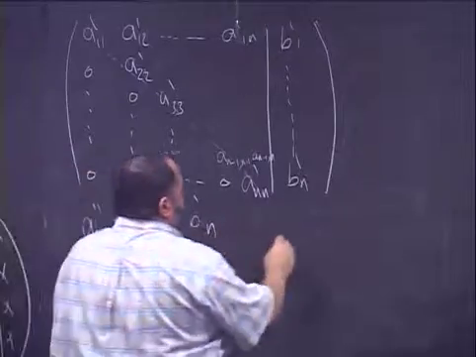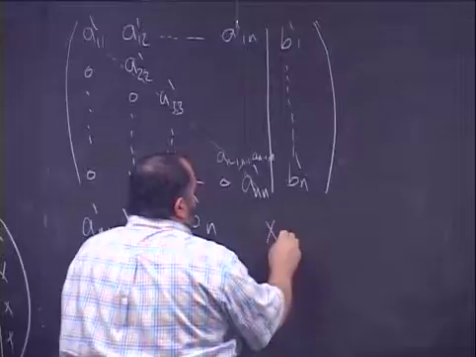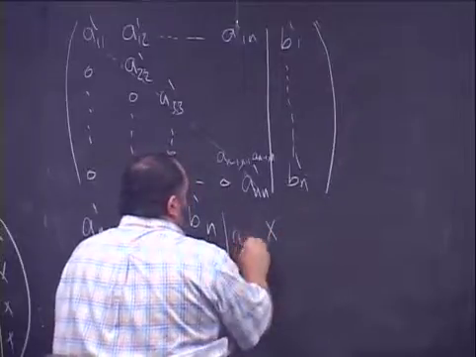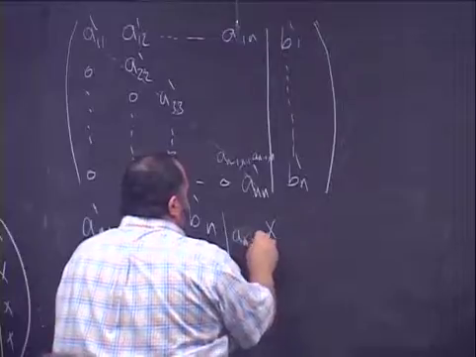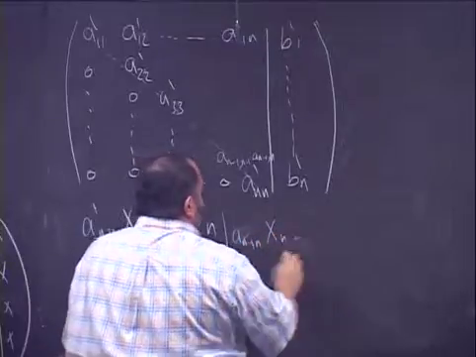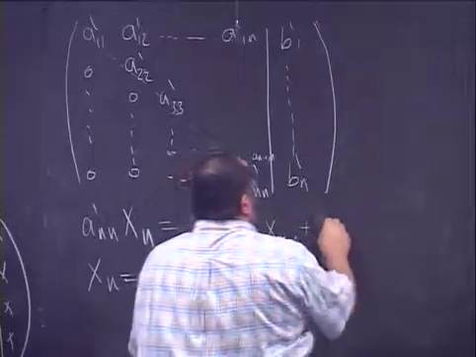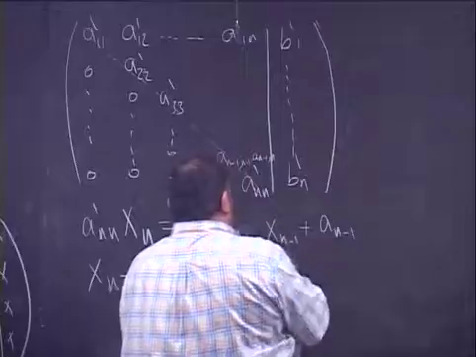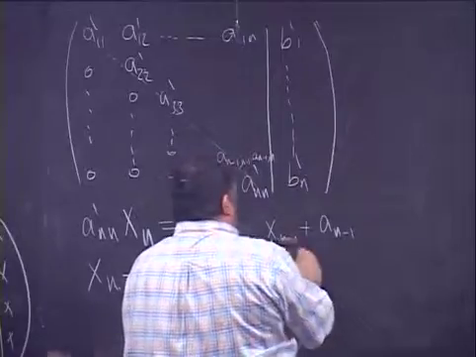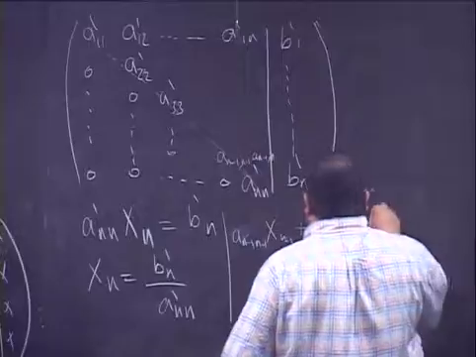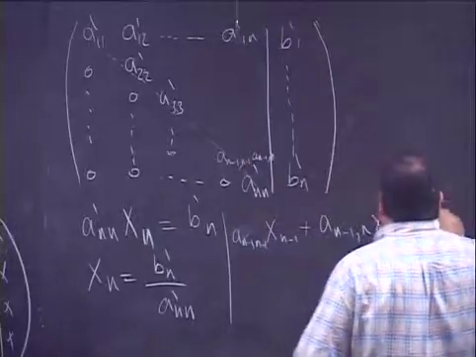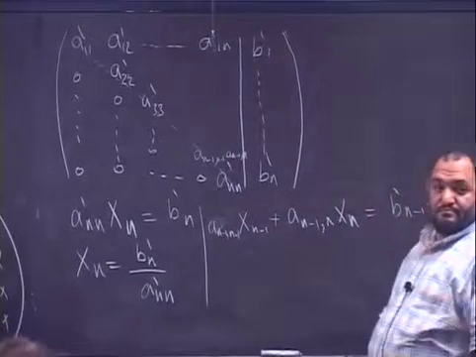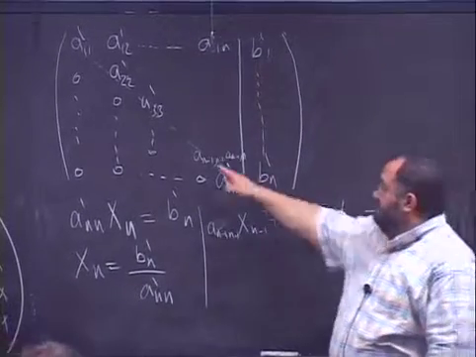So you can have the second equation, A(n-1)(n-1) x(n-1) plus A(n-1)n multiplied by xn equal to B(n-1) prime. This is n minus 1, by the way. Yes? You have only two elements here.